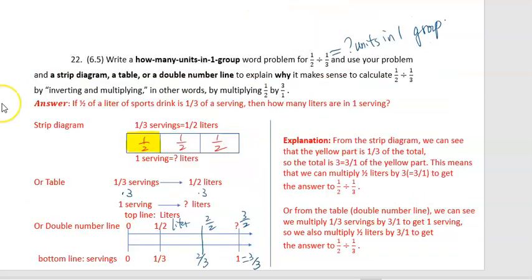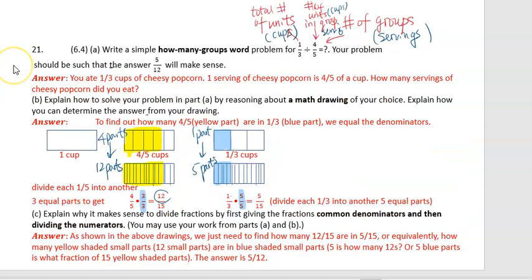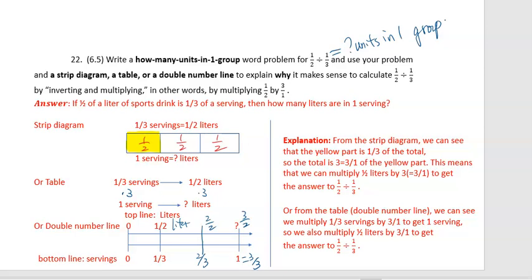Now the second question is kind of similar. You can actually use the same word problem and just replace the numbers. Of course, because we want to come up with how many units in one, we also have to switch the number of units and the question and the information. So here we want the question to be the number of units in one group. Again, the first number is still going to be the total number of units.